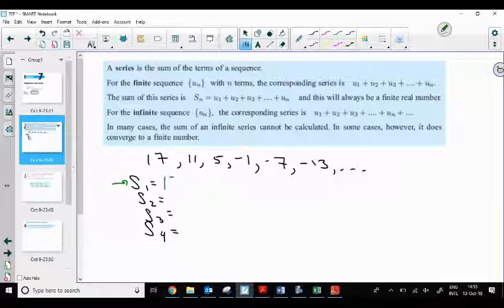That's really easy, right? That's 17. The second partial sum, that's 17 and 11, that's 28. The third partial sum is going to be 33. The fourth partial sum is going to be 32. The fifth partial sum, forgot to write S sub 5, is going to be 25. If you're wondering if there's a pattern here for how the partial sums are changing, there is. We'll talk about that in a few minutes.